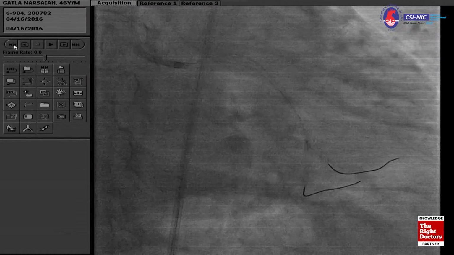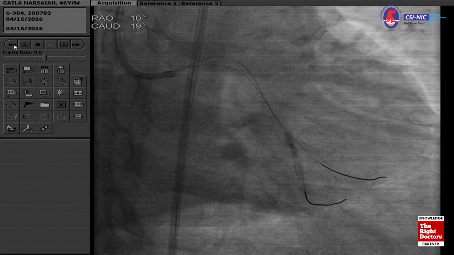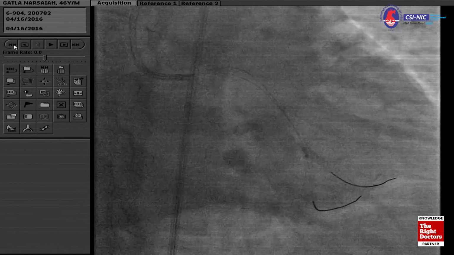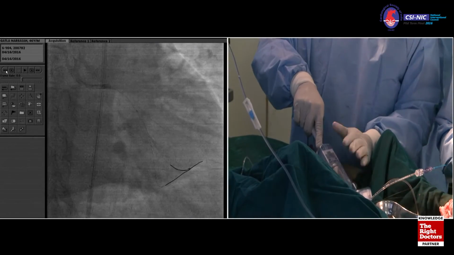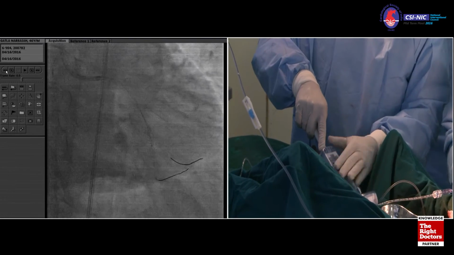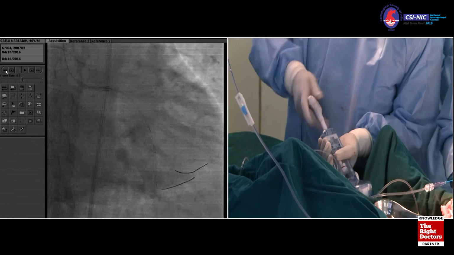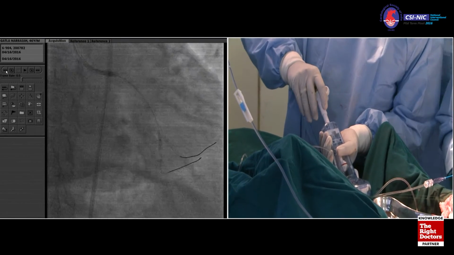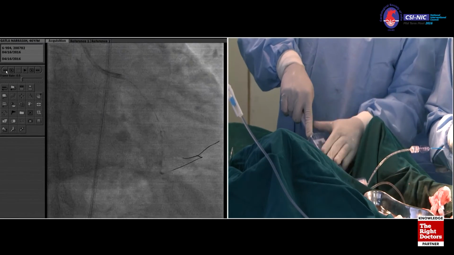8, 10, 10, 12, 14. 12, 14. Negative. Good. I just want to make sure that everything is smooth. Good. Do you want to do it once again? Go. Going. 2, 4, 6, 8, 10, 12. Negative. Balloon ruptured already. It seems to be a balloon rupture there. Yep.